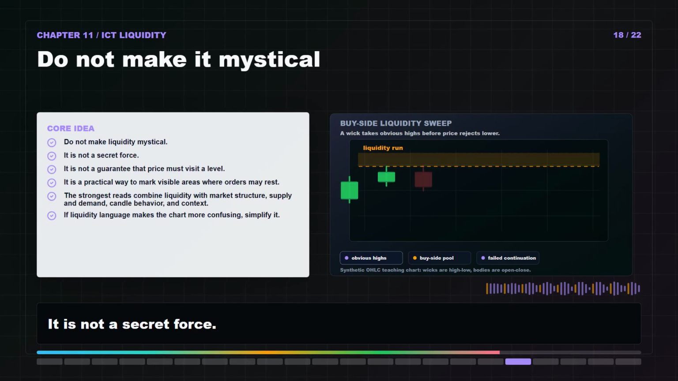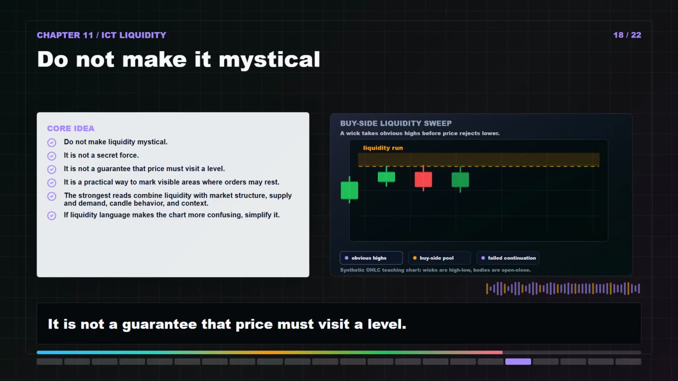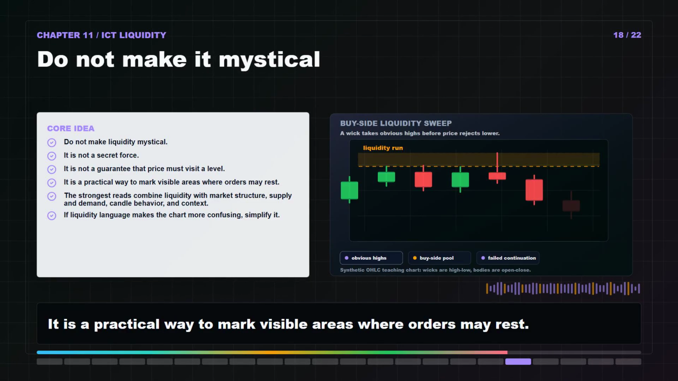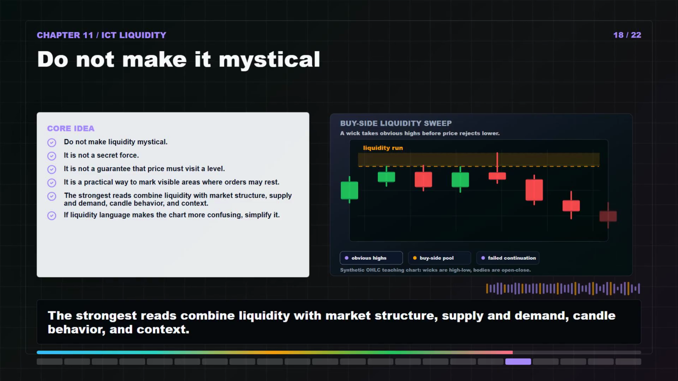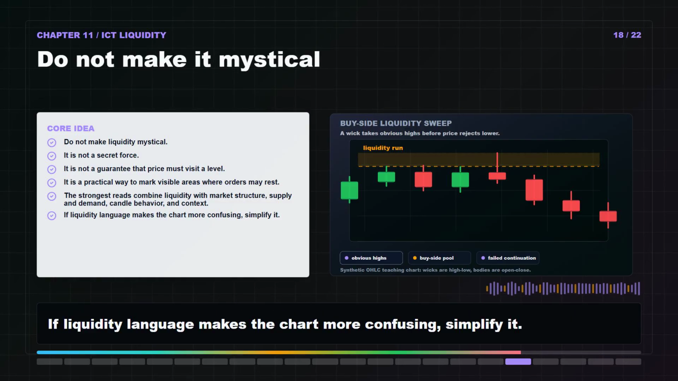Do not make liquidity mystical. It is not a secret force. It is not a guarantee that price must visit a level. It is a practical way to mark visible areas where orders may rest. The strongest reads combine liquidity with market structure, supply and demand, candle behavior, and context. If liquidity language makes the chart more confusing, simplify it.